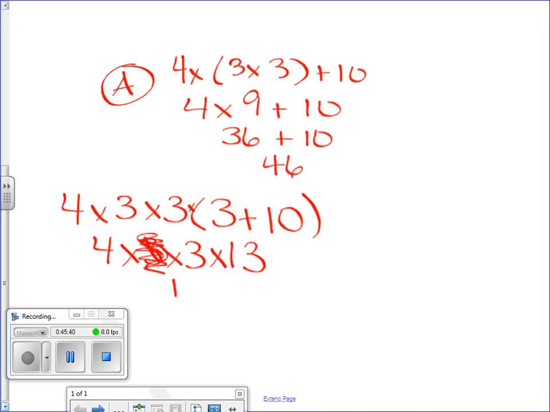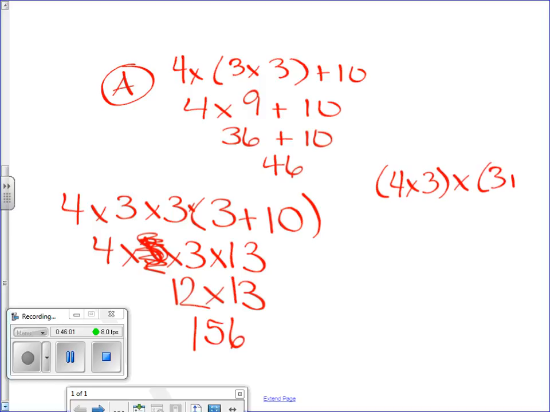So then 4 times 3 is 12 times 13. It's 156. Yes. That's a lot of work. Well, you want to make sure that you're right. This should have been done this weekend. 4 times 3 times (3 plus 10). 4 times 3 is 12. Times 13. Again, 156. And the next one.